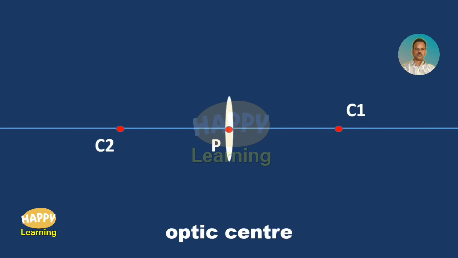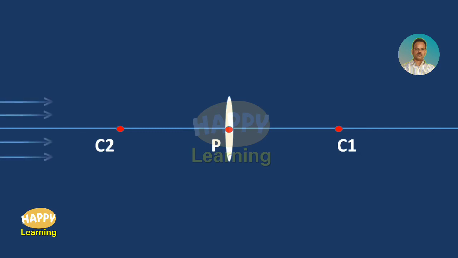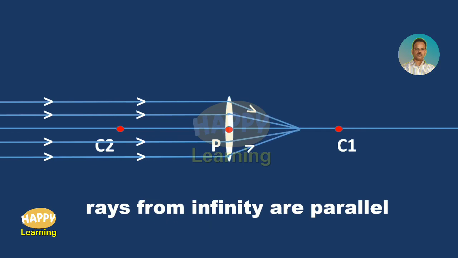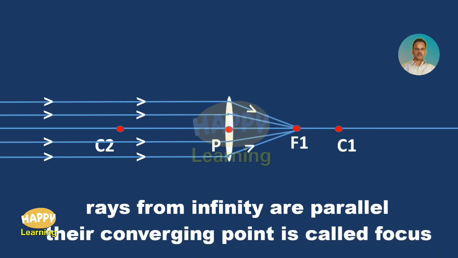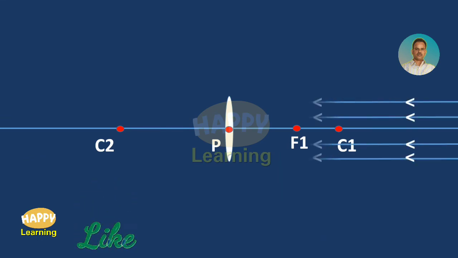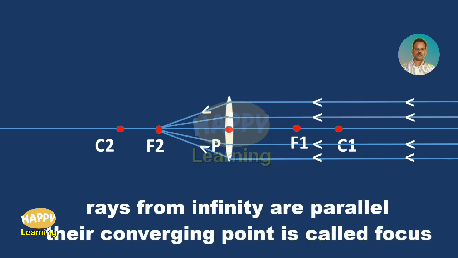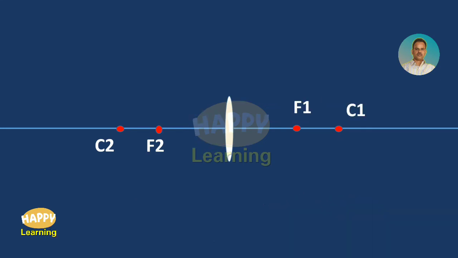So for this lens, on either side, it has two centers of curvature. Here, parallel rays are incident. Rays from infinity are parallel rays. They converge to a point, and that point is called focus. Their converging point is called focus F2. So the center of the lens is the optic center and is denoted by the letter P.